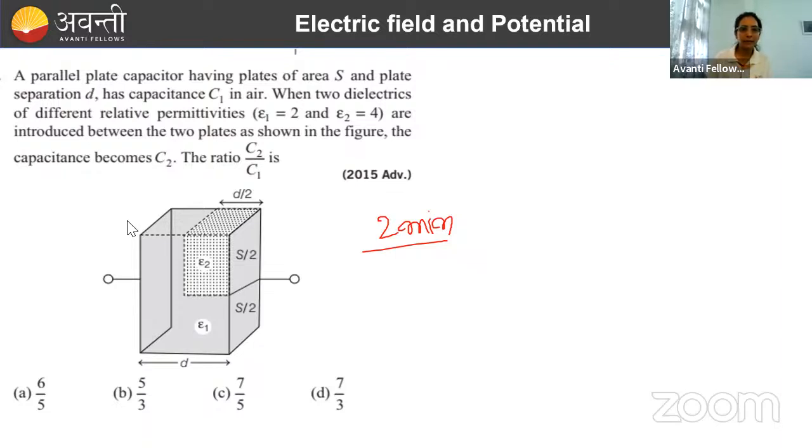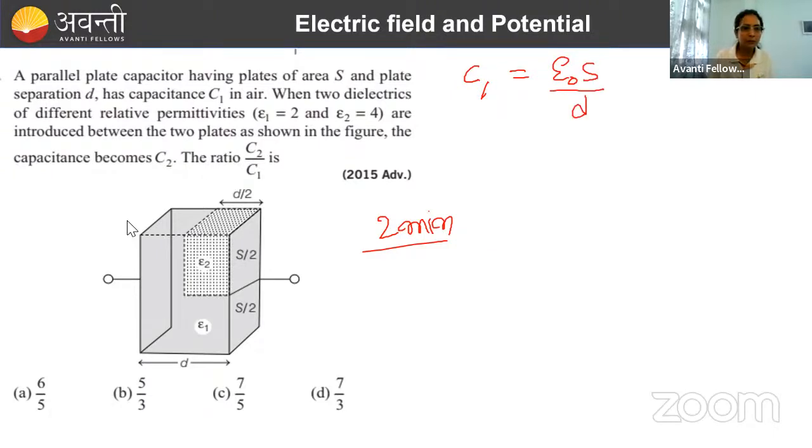Okay, so let's see the question now. There is a parallel plate capacitor having plate area S and plate separation d. It has capacitance C1 in air. So let's first write the value of C1. C1 will be equal to epsilon naught S by d. Done. So this is C1.